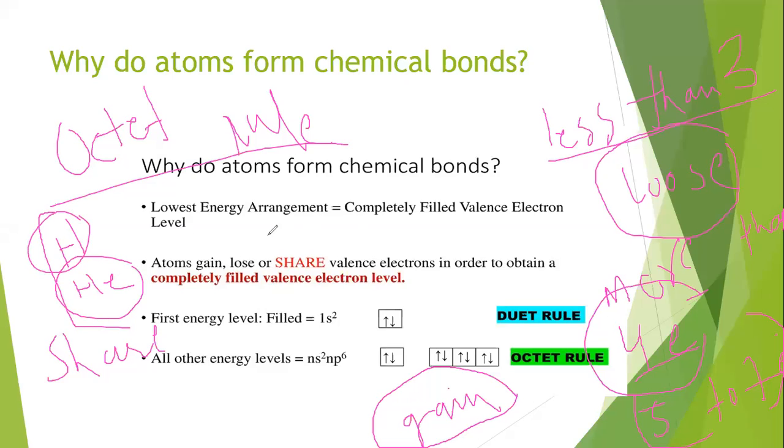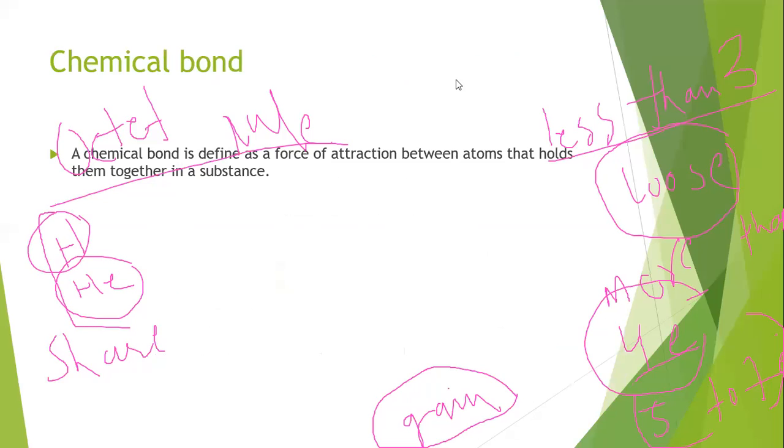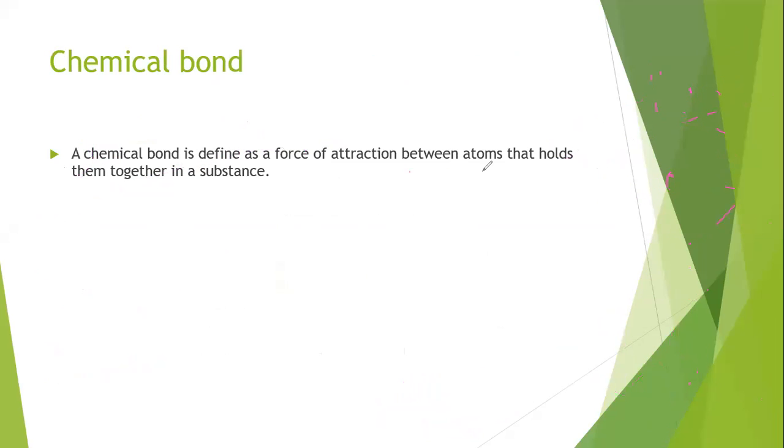Next, what is a chemical bond? A chemical bond is defined as the force of attraction between atoms that holds them together. This is basically an invisible force. That force attracts the atoms and keeps them together. That force is basically called a chemical bond.